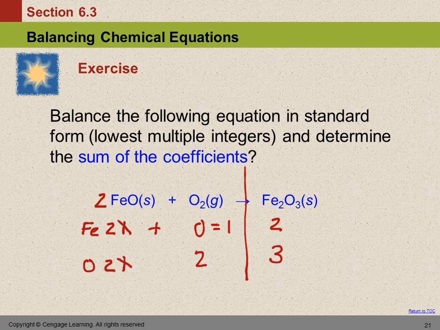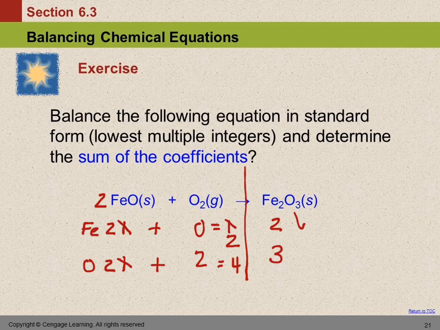So now my total, 2 plus 0, I've got a total of 2 iron atoms on the left side, and I've got 2 irons on the right side. So that one's good now. Now let's look at the oxygens. I've got 2 plus 2, that's 4. But on the right side, I've got 3.